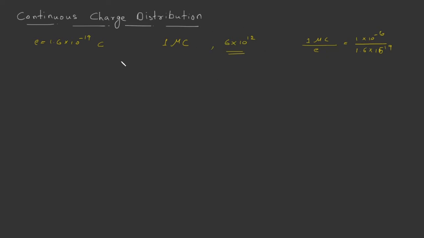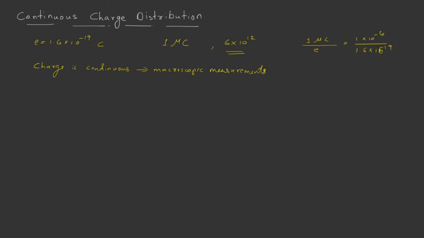As a result, we can consider the charge is continuous in macroscopic measurement. So, we are neglecting quantization because it is impractical to consider discrete charges in macroscopic measurement. So, we assume charge is distributed continuously.